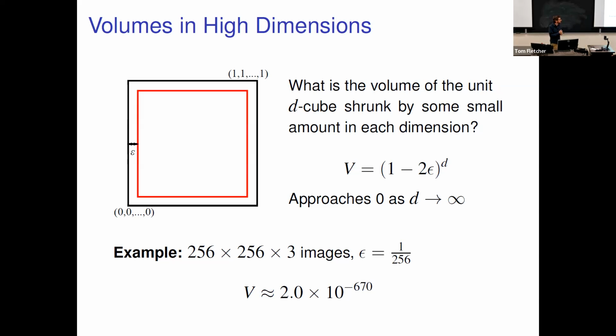So what does that mean? It means if I were to randomly generate an image, it's guaranteed in this sense to be in this small epsilon margin of the boundary. If I think of this as uniform random sampling of images, they're going to be, with 100% probability, on the edge, on the boundary of the hypercube.